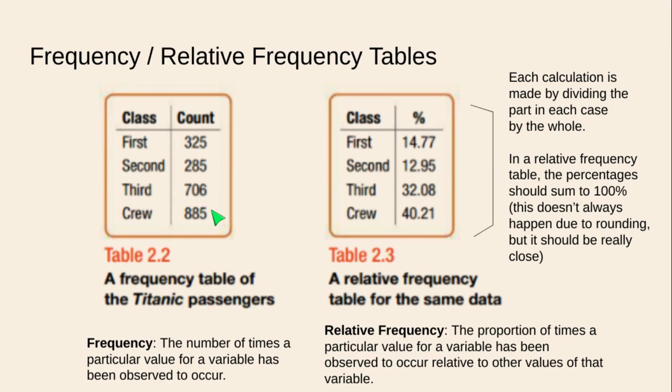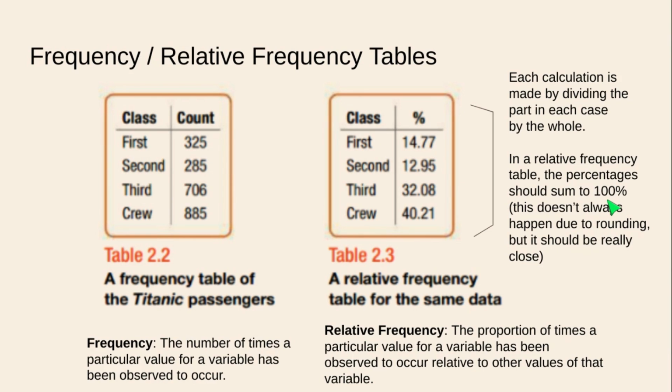You do statistics for a little while and you have in the back of your mind that there were 2,201 people aboard the Titanic. It just comes with the territory. So I've memorized that number. We take 325 first class folks, divide by 2,201, and you have about 14.77%. For second class, you take 285 divided by 2,201, and you get 12.95%, so on and so forth. All right, in a relative frequency table, the percentages should sum to 100%.